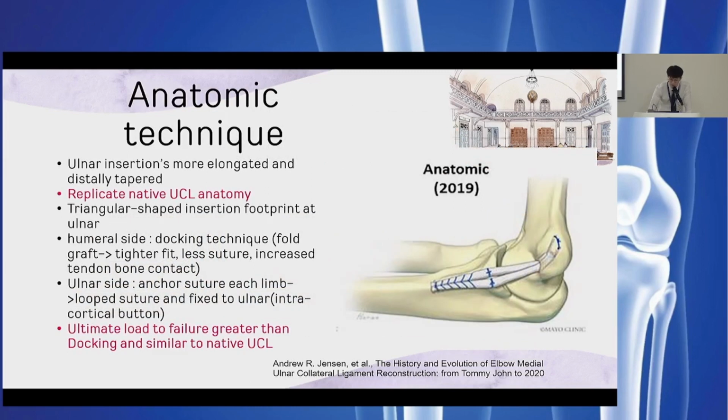From the updated footprint of the UCL in 2011, this anatomical UCL reconstruction technique was proposed in 2019. This technique replicates the native UCL anatomy with the triangular-shaped insertion footprint at the ulnar side. For the humeral side, we use the docking technique and fix the ulnar side with the suture, each limb and loop suture, and fix to the ulna with an intracortical button. This technique provides ultimate load to failure greater than docking and similar to the native UCL.